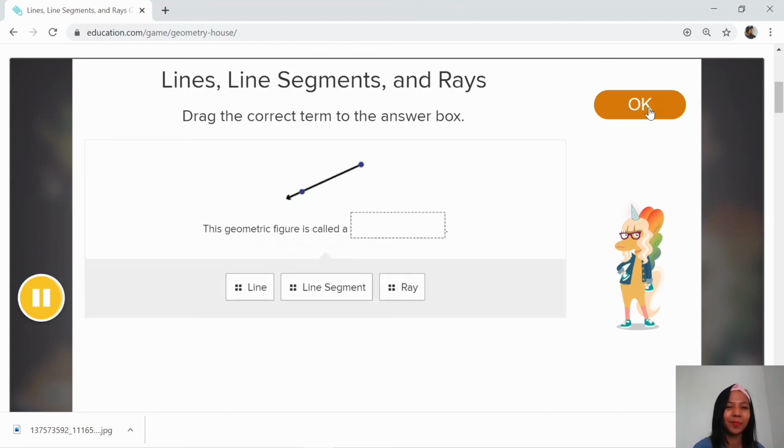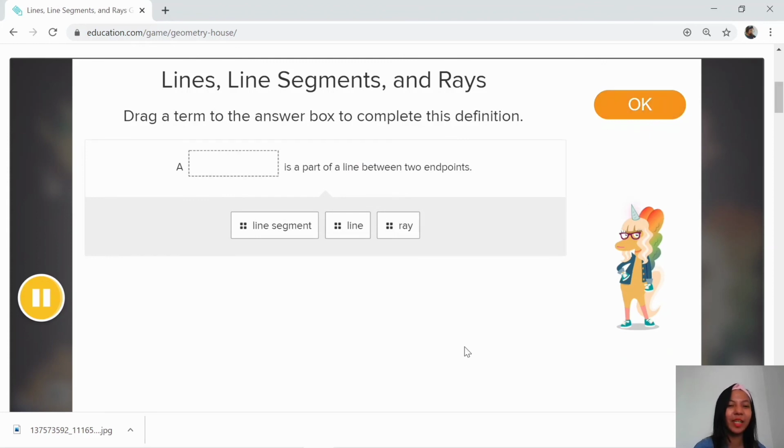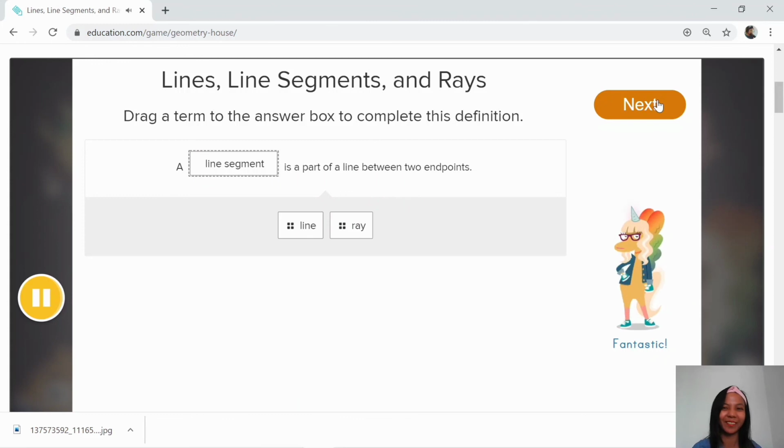How about this one? Take a look at this diagram or figure. So it's still a ray, all right? Only one endpoint and one arrowhead. Yes, nice job. All right, next. A blank is a part of a line between two endpoints. Two endpoints. It's a line segment. Very good. Awesome. Fantastic.